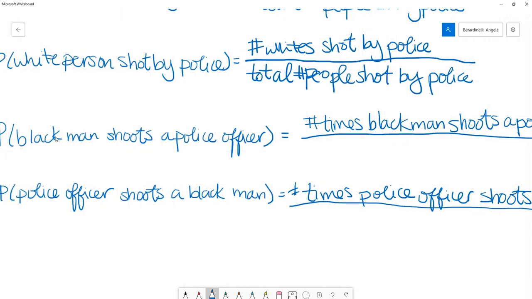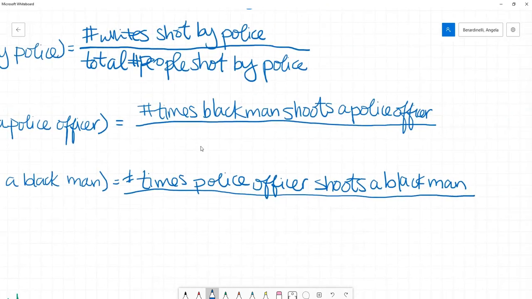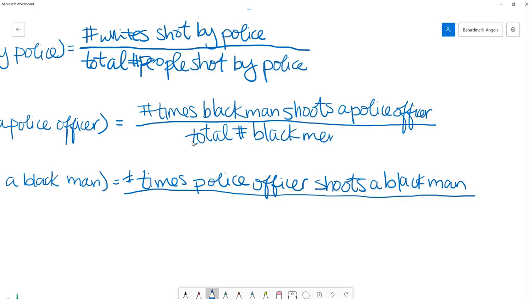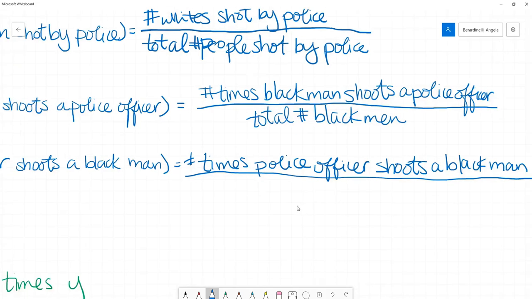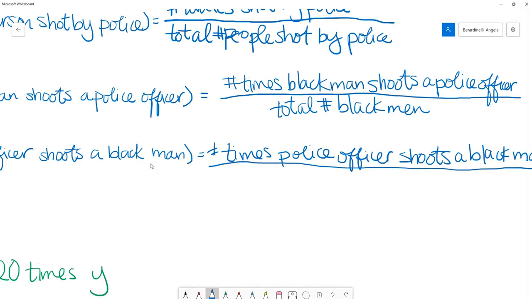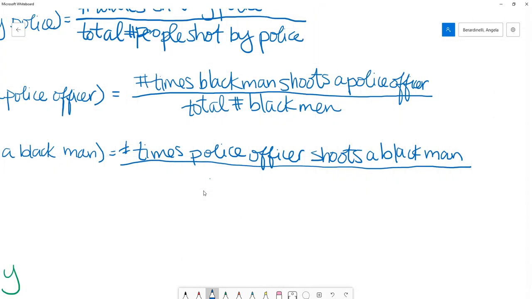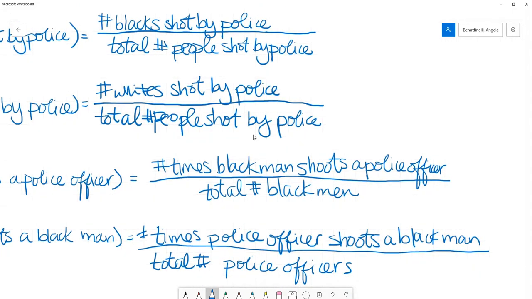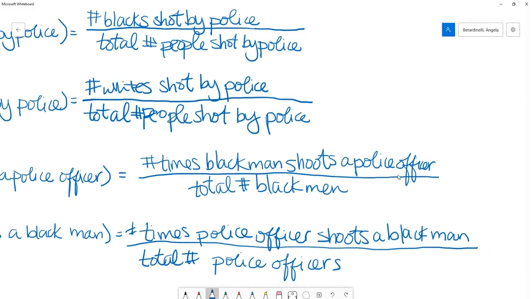And so here it seemed to be black man shooting a police officer out of all black men. So the total number of black men in the US. And then here, this would be out of all the police officers. So the probability of a police officer shooting a black man out of all police officers. That's my interpretation of how the statistic is stated. As I said, I couldn't find an actual source that was cited for this statistic, so I don't know if that was the original intention, but this is how we are going to interpret it and try to compute it. If we can find any of these 8 numbers, we would be in business.